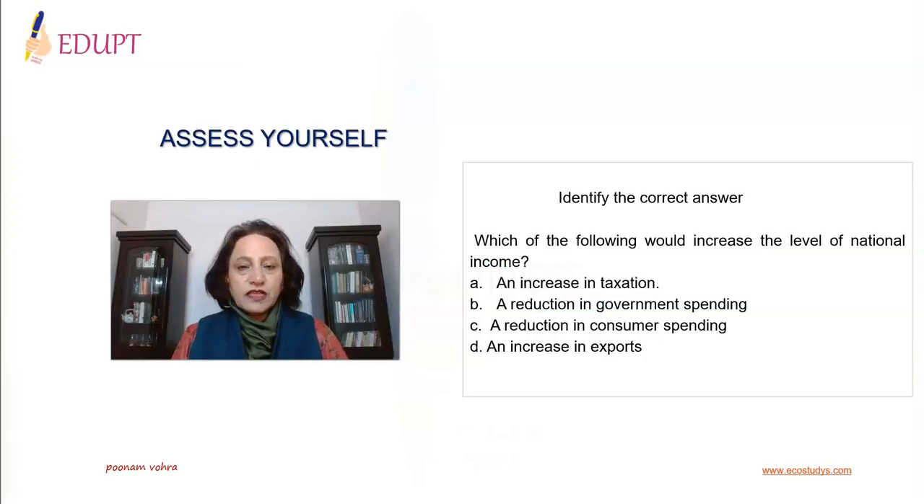Now assess yourself and pick up the correct answer for the question as given. The question is, which of the following would increase the level of national income? Option A, an increase in taxation. B, a reduction in government spending. C, a reduction in consumer spending. And D, an increase in exports.